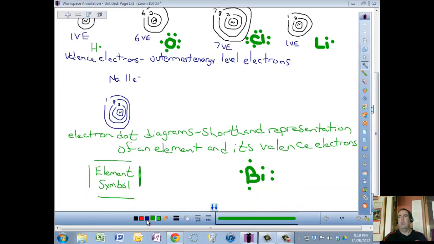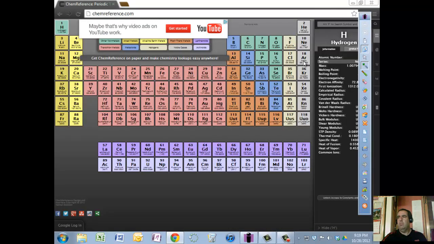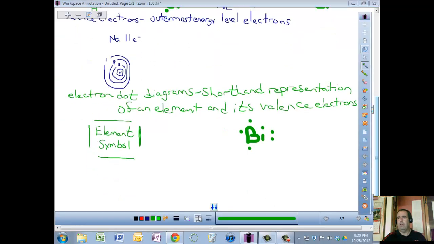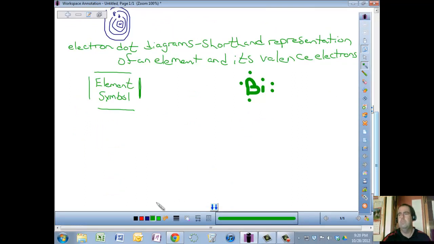Now the last thing I want to quickly talk about is that last column. The last column we said has 8 valence electrons. But if you look at helium up here, helium only has 2 valence electrons. And again, the reason why we say it only has 2 valence electrons is this. If we look at helium, helium only has 2 electrons, and those 2 electrons are going to be here in the first ring.